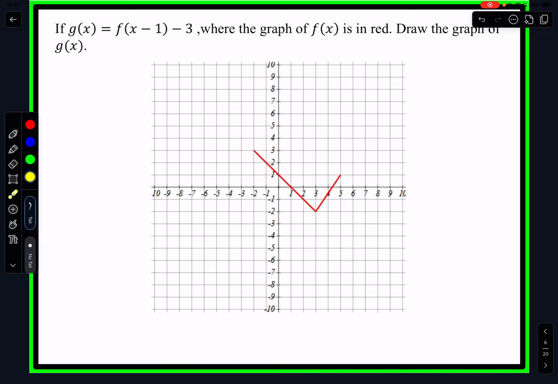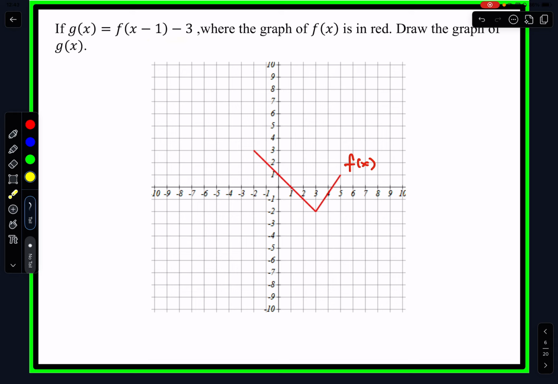First of all, we're given that g of x is defined as f of x minus 1 minus 3, where the graph of f is shown in red, and we're going to draw this graph of g of x. So this here is f. Now, since g is defined as f of x minus 1 minus 3, that means we're going to draw the exact same graph of this, simply transformed specifically using translation, sliding things left and right.